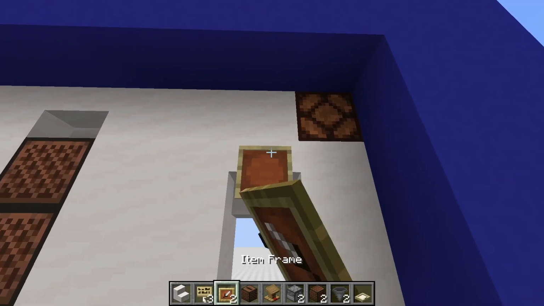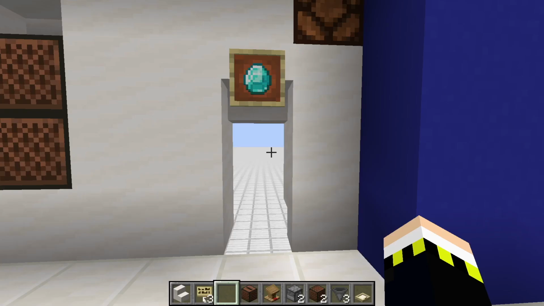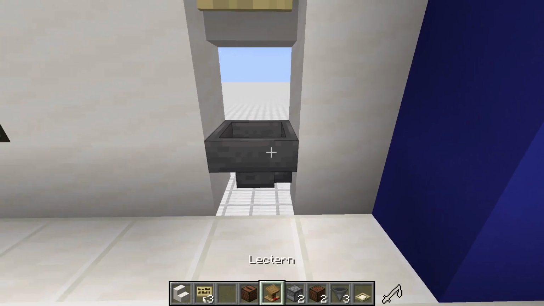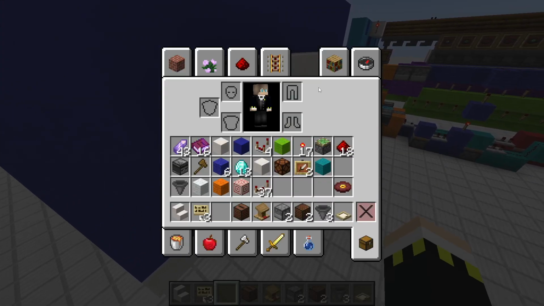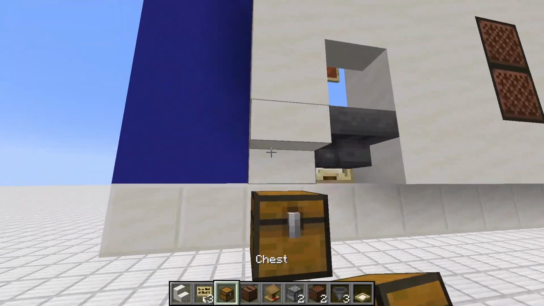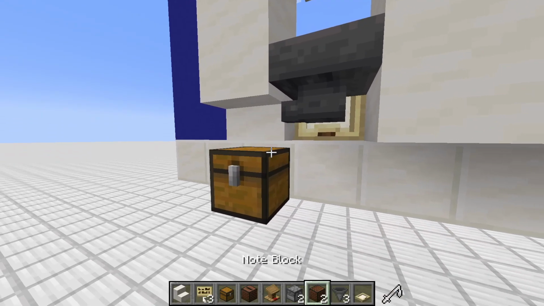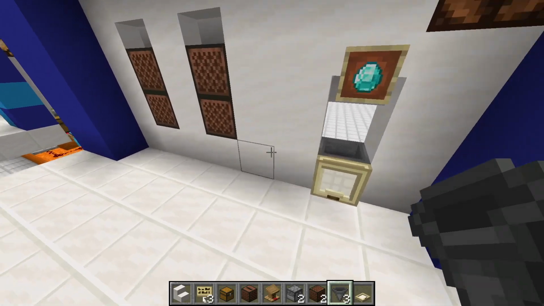Now we can finally place in here our item frame and our diamonds, that's our currency. And we can also place a hopper right here with a trapdoor to cover it. And we're gonna grab ourselves a chest. We will place this chest right underneath this stair so that we can open it. And yes, that's the front part already done.